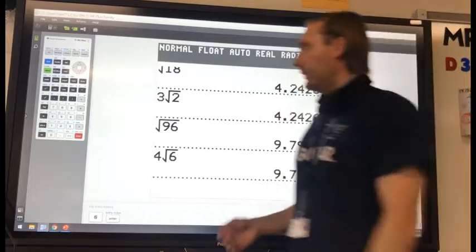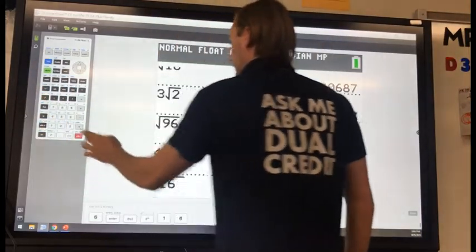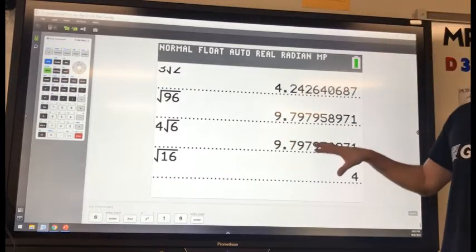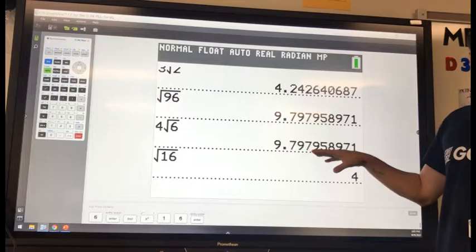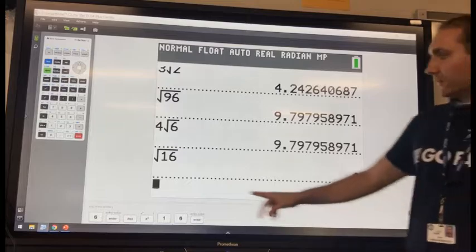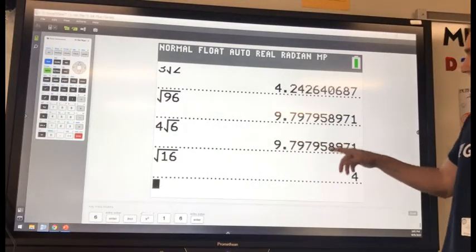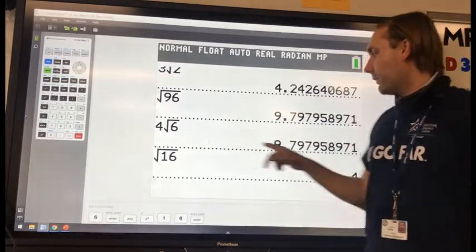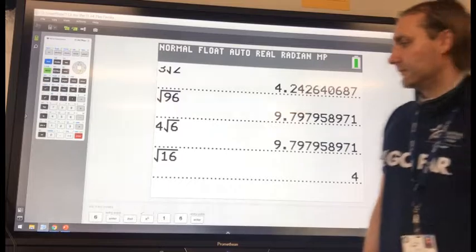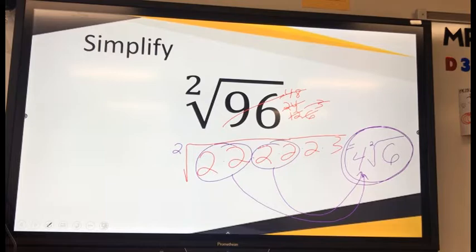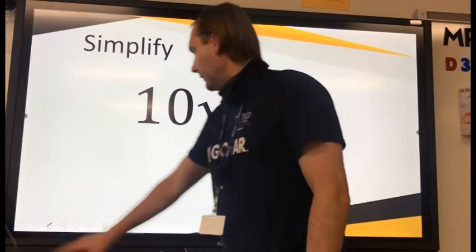Well, what's the square root of 16? 4. So a square root gives you an answer where this number multiplied twice by itself gives you the number inside the radicand. So 4 times 4 is the radicand of 16. 9.797958971, and it probably continues to infinity, gives me a radicand of 96. So it gives you what number you have to square by itself. Okay, so 4 square root of 6.